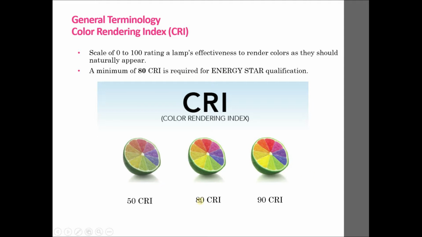So what we recommend is anything with a CRI of 80 or higher. It's required for Energy Star certification, and the naked eye generally can't tell the difference between anything above 80 plus CRI. So one of the things you want to look for in a bulb is a CRI of 80 or more.